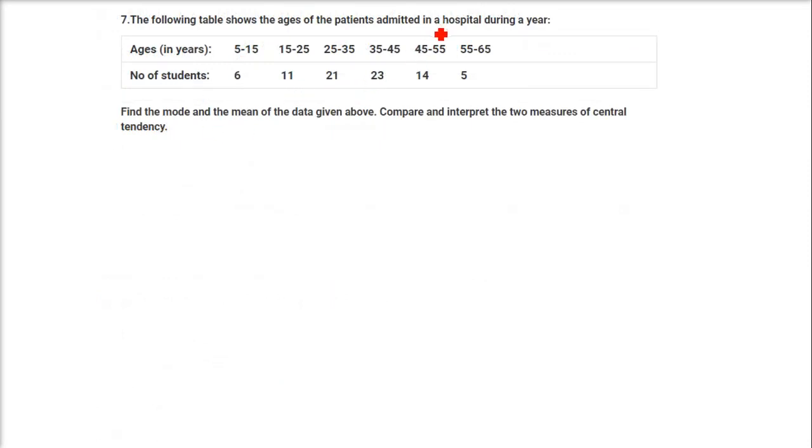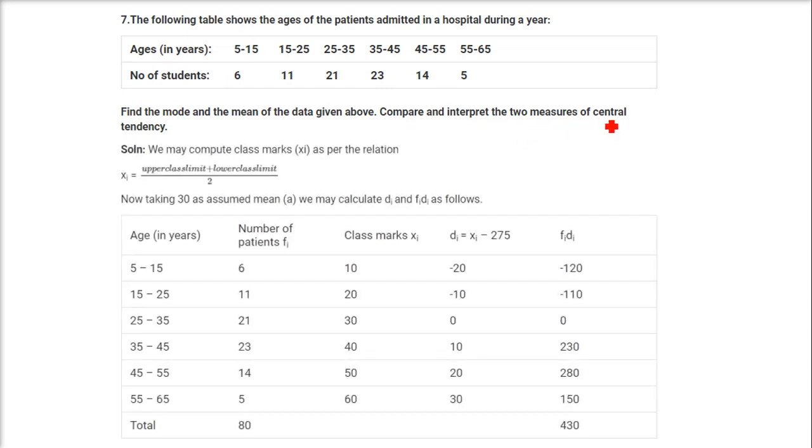Now this table shows the age of patients admitted in a hospital during a year. Now find the mode and mean. So we have to find the mode and also the mean, and compare and interpret the two measures of central tendency. Mean, mode and median, all these three are measures of central tendency.